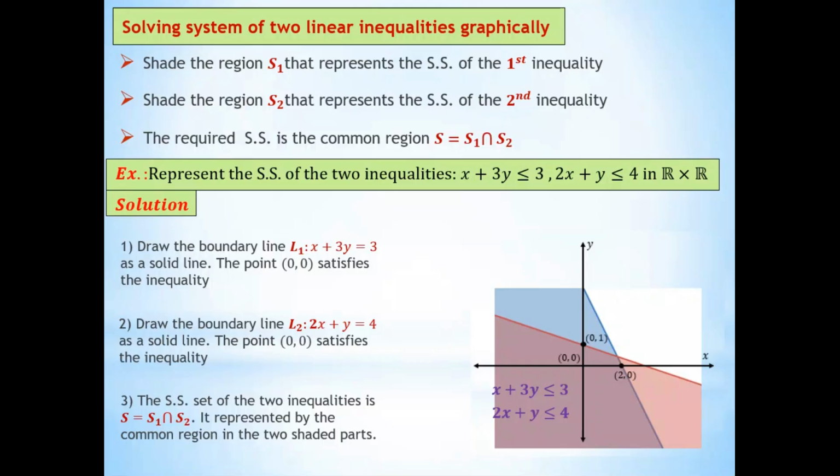First step, first inequality, and check which region containing (0, 0) or not containing (0, 0). Repeat again for second inequality. The solution set is the intersection between the two. But if you haven't color, you can make slash lines, parallel lines in one direction like that for first one, and in different direction like that for second inequality, and you can see the intersection between the two regions. Very simple.